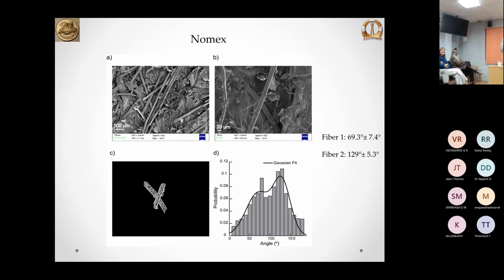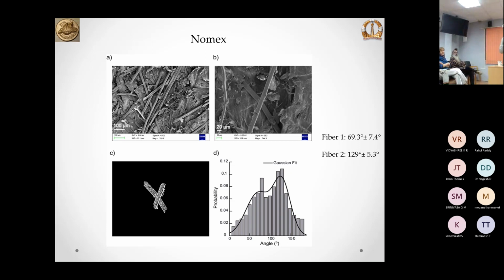So images of Nomex at different locations at different resolutions are taken and observed closely. So we see, fibers are oriented symmetrically as we go closer and closer. So 100 micron resolution here, and this is 20 micron resolution. You see the two fibers are symmetrically oriented. It's a very interesting material.